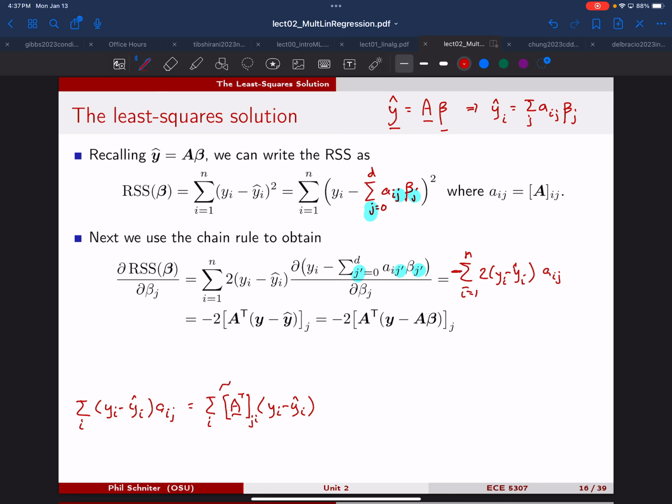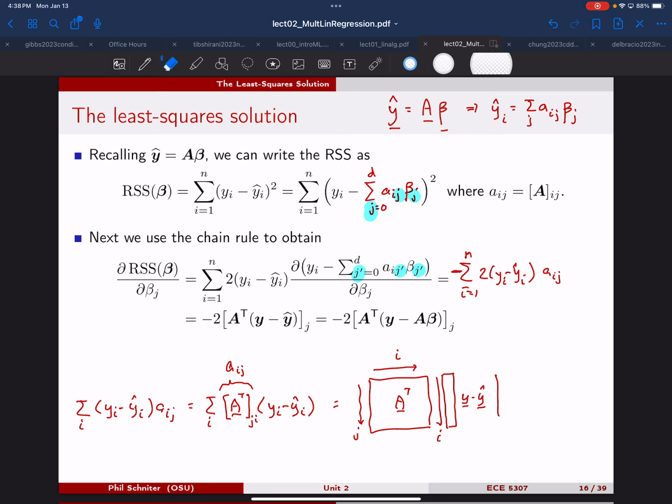Okay, so this guy, remember, this is just aij. And so now we have the inner index here and here. And let's again write this in terms of vectors and matrices by making some pictures. So here's the A transpose matrix. We have j coming down the rows, i going across the columns, and then we have a vector here. This vector is y minus y hat, and i is coming down the rows.